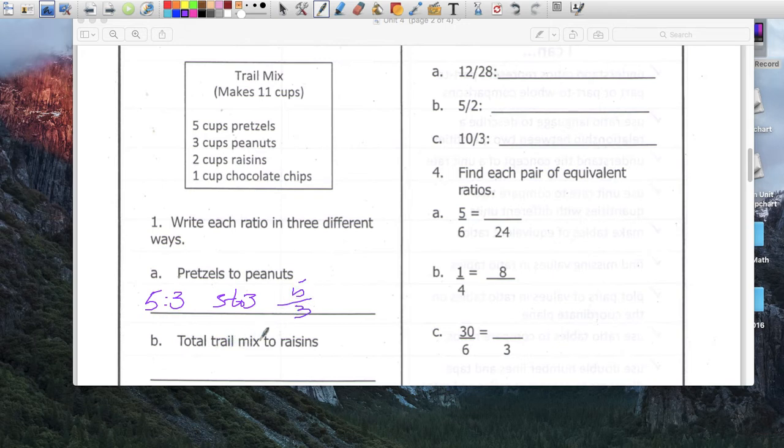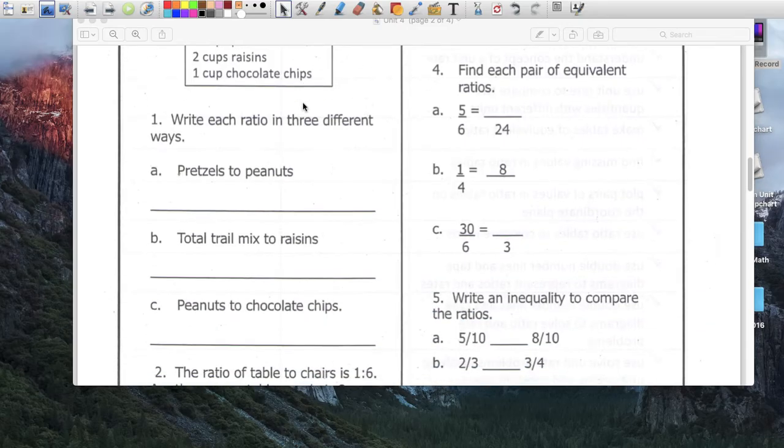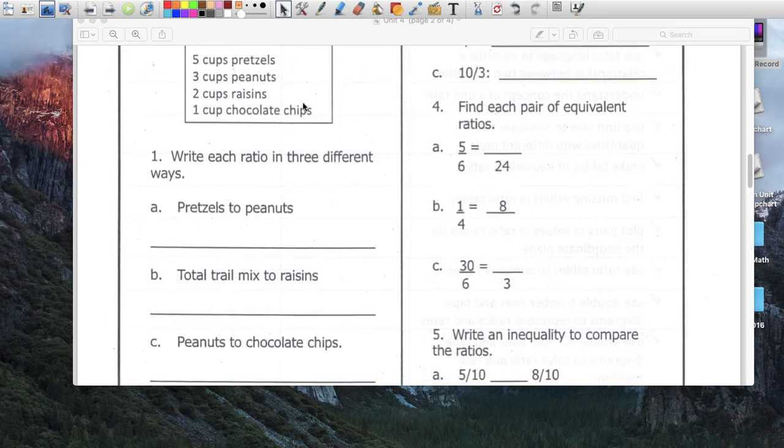Okay. Total trail mix to raisins. So the total would be, we add all this up, 5, 8, 10, 11. Raisins, we have 2, so it's 11 to 2, 11 colon 2, 11/2. Let's go down a little bit more. Peanuts to chocolate would be 3 to 1, 3 colon 1, 3/1. Okay.